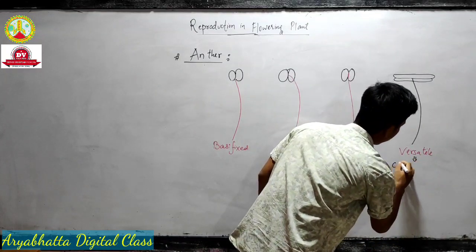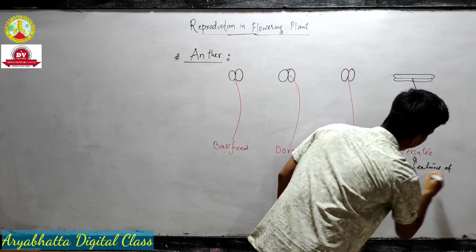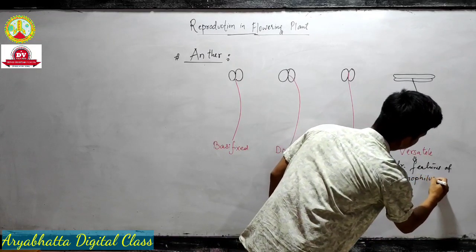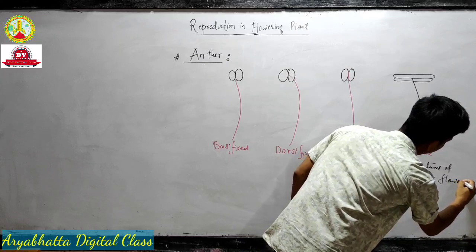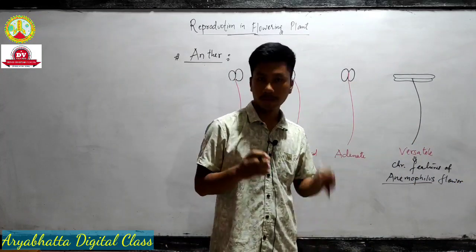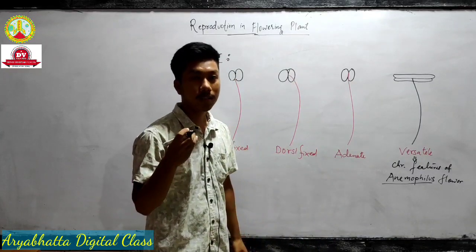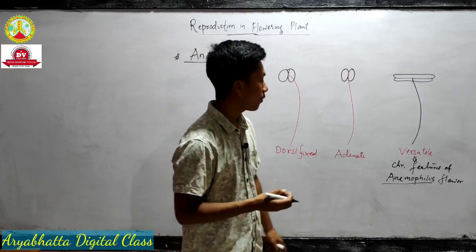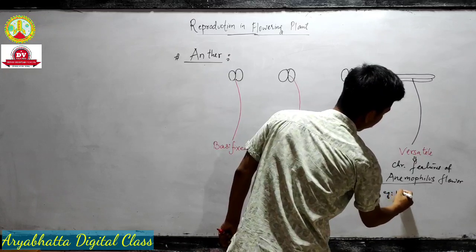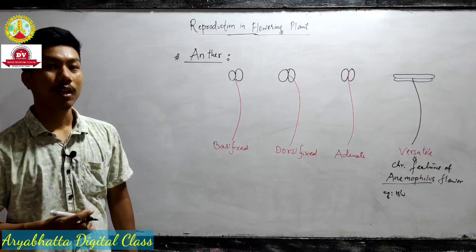Versatile anther is a characteristic feature of anemophilous flowers. Now, what is anemophilous? Anemophilous is the process where pollination takes place by wind. Those flowers where pollination takes place by wind are called anemophilous. Mention a few examples by yourself, homework. So these are the classifications of anther on the basis of their attachment.